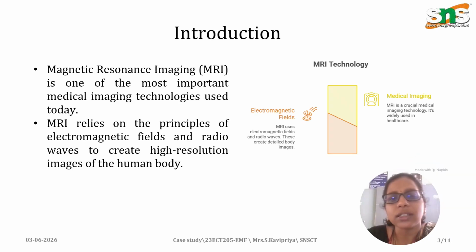First, what is this MRI? MRI is magnetic resonance imaging. It is a medical imaging technology. It is widely used for producing clear images of human body parts. Through this, doctors can easily detect diseases and provide treatment based on that. Compared to X-ray, the radiation in MRI is very less. The basic foundation for this MRI is nothing but the electromagnetic field.